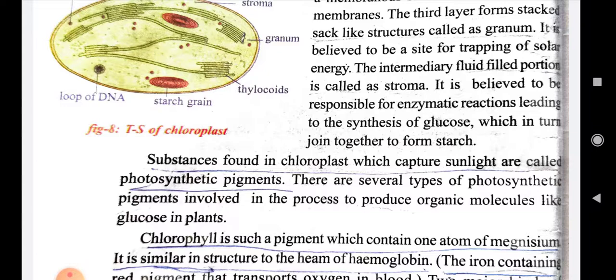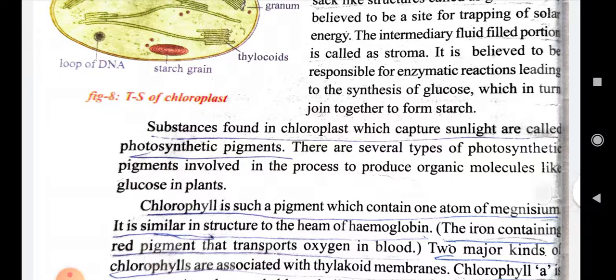So here, the substances found in the chloroplast which can capture the sunlight are called photosynthetic pigments. What are those pigments called? Photosynthetic pigments. So you can call chlorophyll a photosynthetic pigment. There are several types of photosynthetic pigments involved in the process to produce organic molecules like glucose in plants. So all these photosynthetic pigments together are involved in the formation of the organic molecule, that is the glucose.